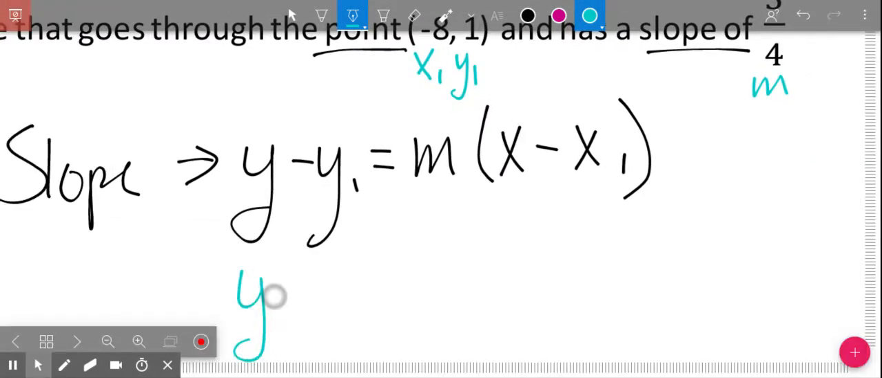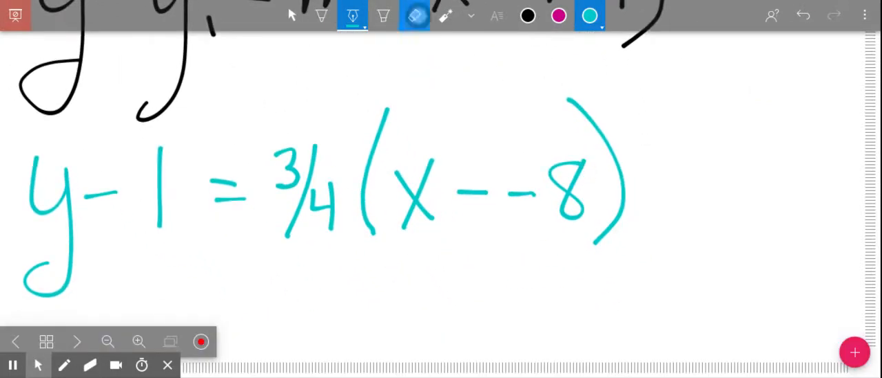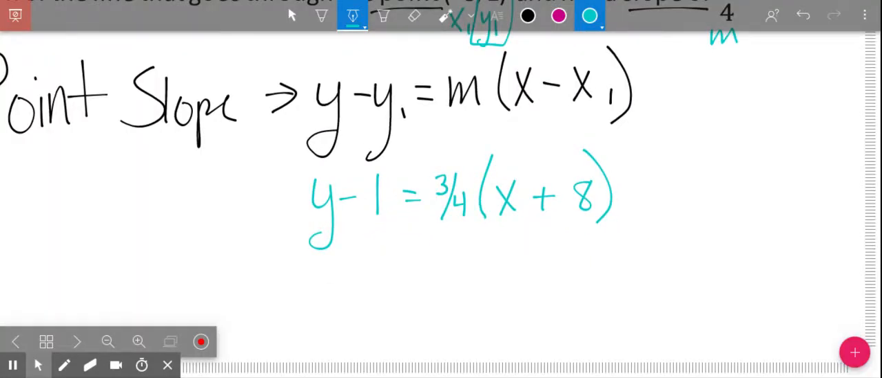So now I have y minus, instead of y1, I have a 1, which is equal to, my slope was 3/4, and then x minus my x1, which was negative 8. So I could write it like this, negative 8, but we know that anytime I subtract a negative number, that's really going to be the same as addition. So we need to simplify that to a plus sign. Anytime we're subtracting a negative number like that, you need to simplify it to a plus 8. So now we have y minus 1 equals 3/4 times (x plus 8).